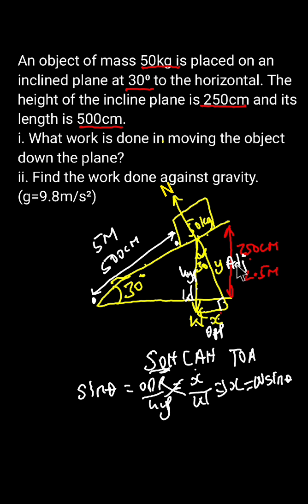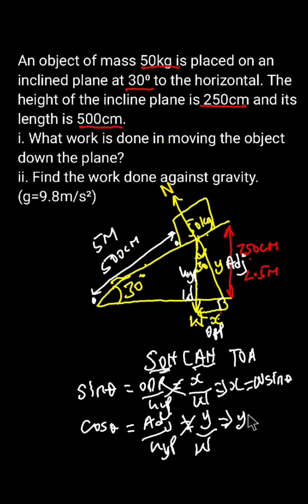So in the same way, y is associated with the adjacent and hypotenuse. And so from this SOHCAHTOA, we have cos here, which is adjacent and hypotenuse. And so we write cosine theta is equal to adjacent over hypotenuse. So this is equal to, our adjacent here is y. So this is y over hypotenuse, which is w. So when you make y the subject of the formula by doing cross multiply, we have that y is equal to w cosine theta.